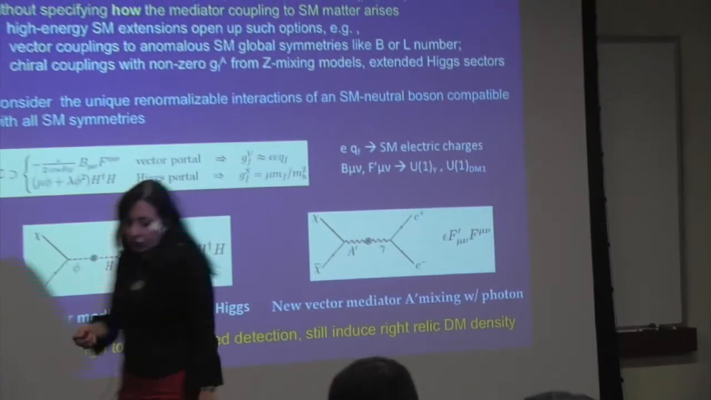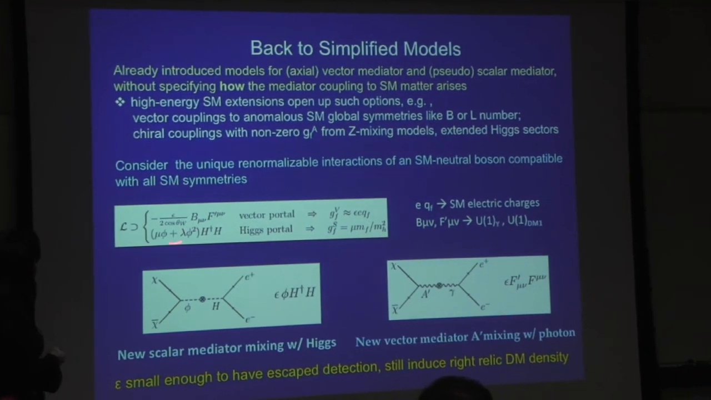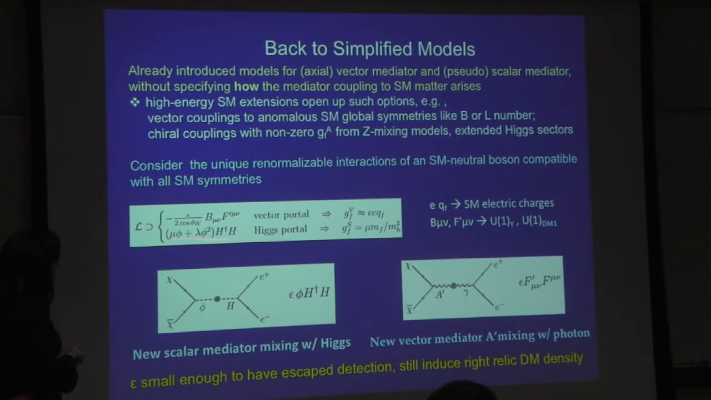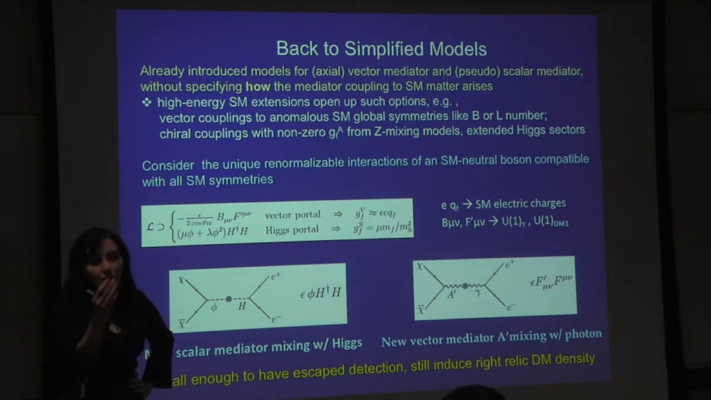So what I'm going to do is, okay, I can have a vector portal, and this is a Higgs portal, which I already explained to you. The Higgs portal we already discussed, but before, we assumed that we have a three-level interaction of the vector mediator with the standard model fermions.